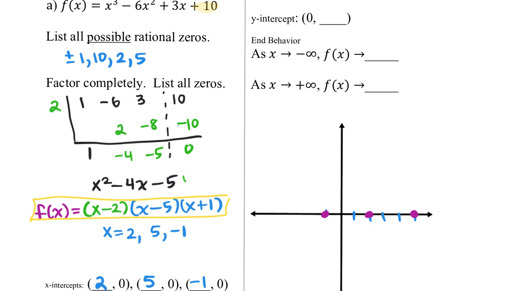Now it says, what's my y-intercept? My y-intercept is just the constant at the end. So my y-intercept is 0, 10. So now I know that it's going to be up here somewhere. I'm going to just guess and label it. As long as I label it, it's fine.